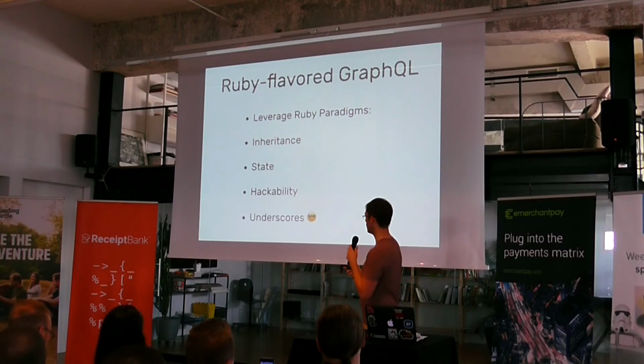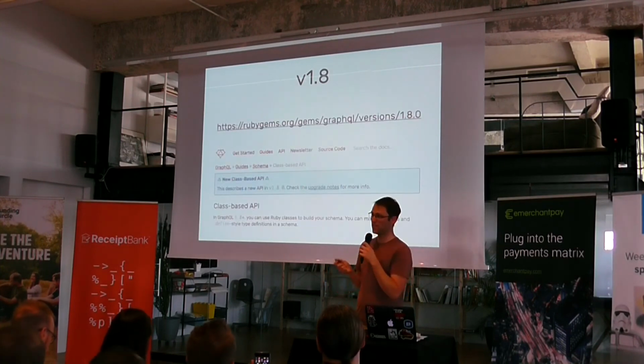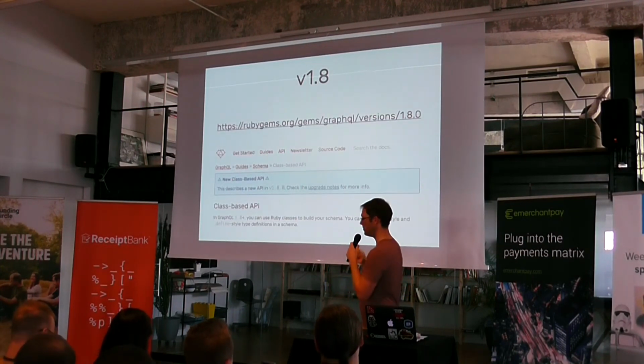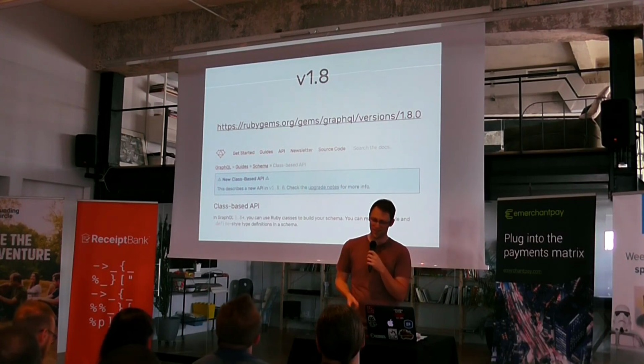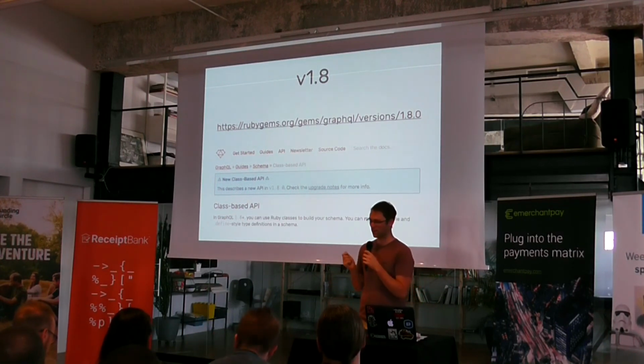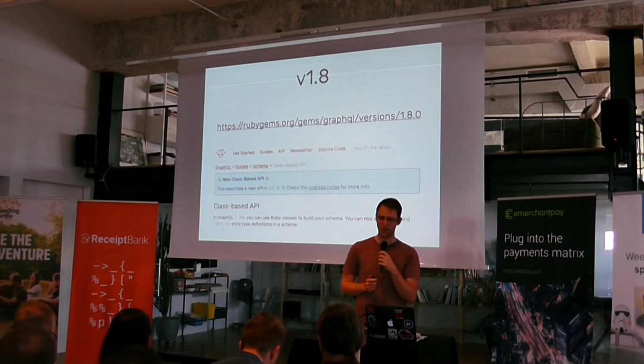Oh, actually, there's one more thing. Always use underscores. Don't use camel case. A lot of this stuff you can find on the new version of GraphQL Ruby 1.8. The documentation is not as updated as the source code yet, but you can find some things on the website. And for the hacking execution, I hope you can find it this summer.